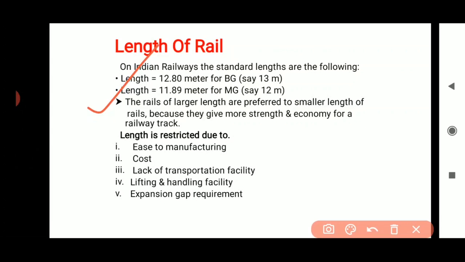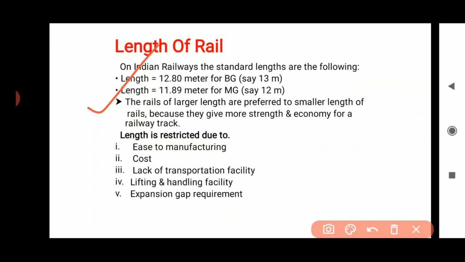If we use smaller length of rails, then there will be more joints. More joints would increase wear and tear of the vehicle components, including fuel. So it is better to use rails of larger length. The rails of larger length are preferred to smaller length of rails because they give more strength and economy for a railway track.